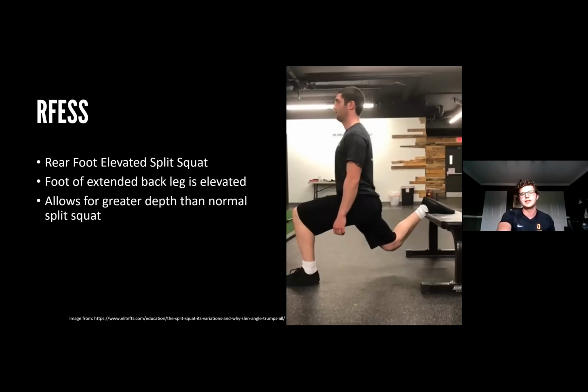Another variation of this unilateral is the rear foot elevated split squat. Just like that last one, we're in the split stance, except this time the extended back leg is elevated. So our toe can be either up like the last image, or it can be flat on the bench or a surface like this one. And this one allows us to reach greater depth than the normal split squat would, so it increases the difficulty a little bit more.